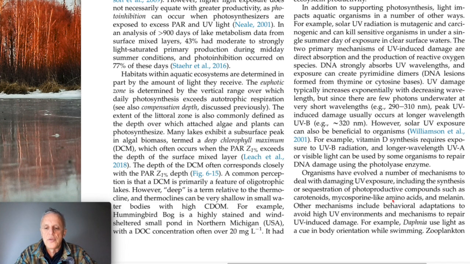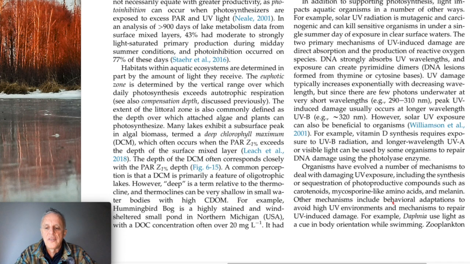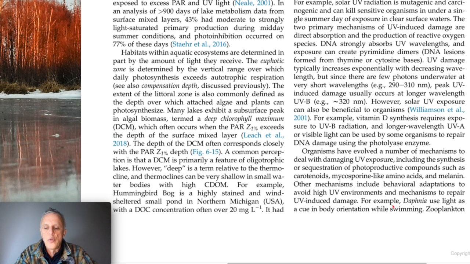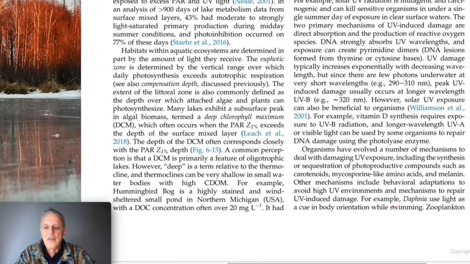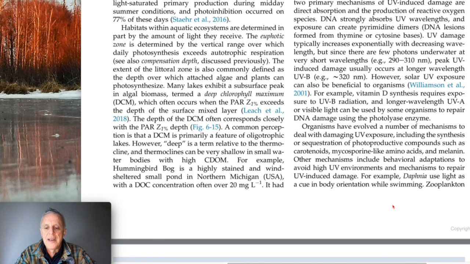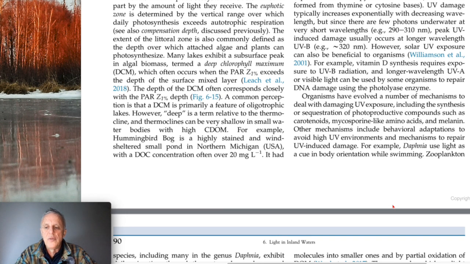However, solar UV exposure can also be beneficial to organisms. For example, vitamin D synthesis requires exposure to UVB radiation, and longer wavelength UVA or visible light can be used by some organisms to repair DNA damage using the photolyase enzyme. Organisms have evolved a number of mechanisms to deal with damaging UV exposure, including the synthesis or sequestration of photoprotective compounds such as carotenoids, mycosporine-like amino acids, and melanin. Other mechanisms include behavioral adaptation to avoid high UV environments and mechanisms to repair UV-induced damage.